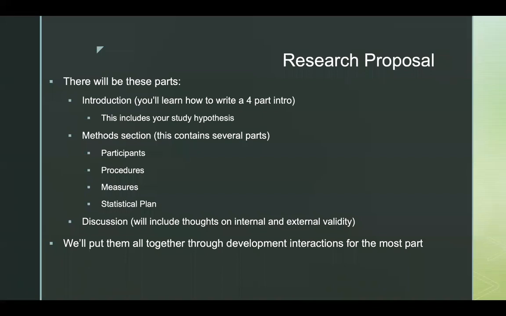All right, so for your research proposal, there's going to be a number of parts. You're going to write an introduction, and I'll teach you how to do this. That introduction will include your study hypothesis. And then you'll write a method section. The method section has these 4 parts in it: participants, procedures, measures, and statistical plan. You may notice that there are some articles that have more or less in their method section, and that's fine. It's pretty much standard that these are the 4 things, but it isn't required.